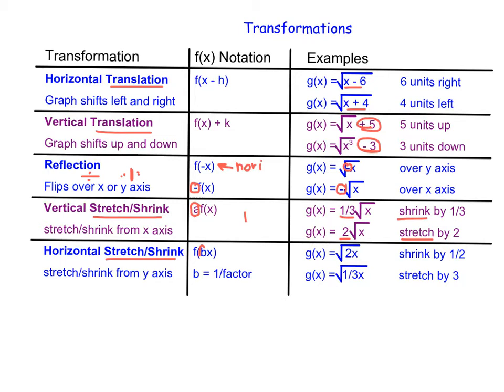Horizontal stretches and shrinks work kind of the opposite of what we expect. Remember, you have to use that b value on the inside to find your factor. So in this case, b is equal to 2. So you can see it says b equals 1 over your factor. Well, the other way to flip it around is that your factor that you are shrinking or stretching by is equal to 1 over your b value. So in this case, it's 1 over 2. They are reciprocals of each other. So if you have a 2 here, you flip it to its reciprocal, it becomes 1/2, so it's a shrink. If you have 1/3, you flip it to its reciprocal, so it is 3 over 1, so it is a stretch.